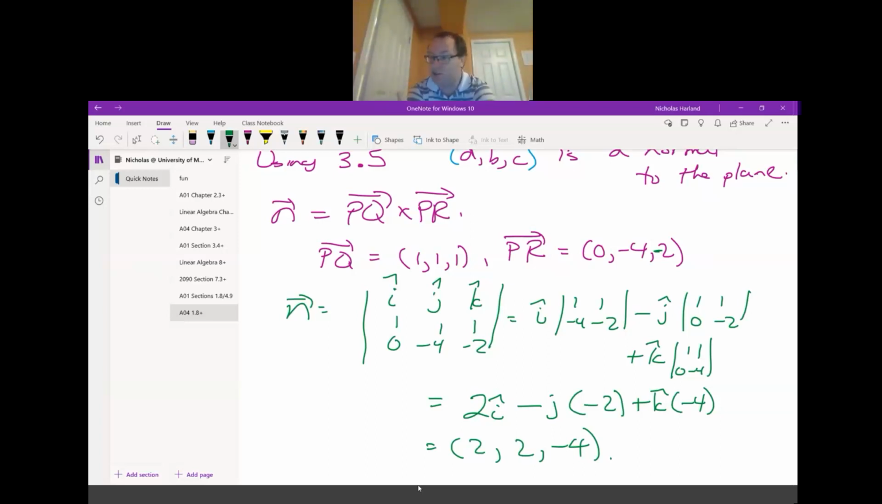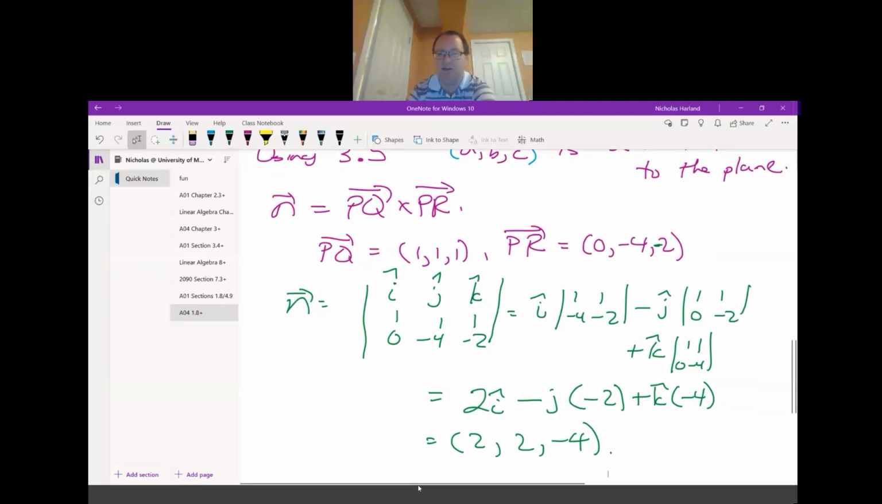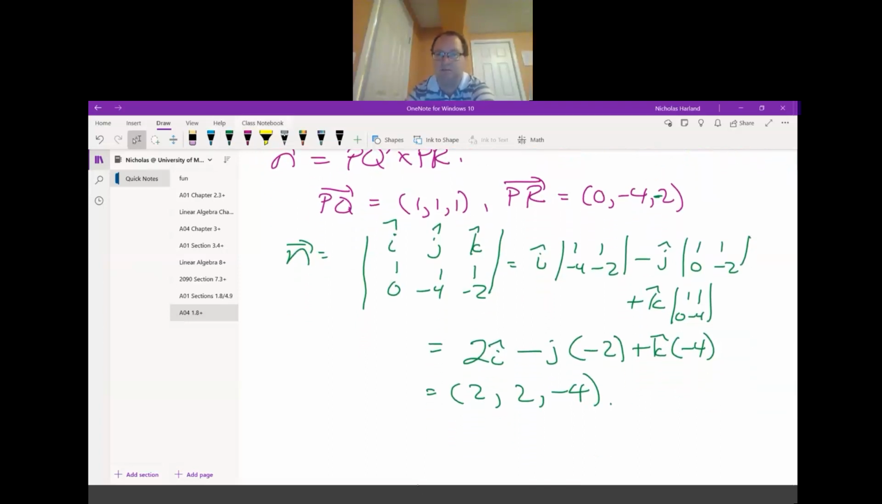All right. So any questions about how we can find our normal vector using cross product methods? All right, so that means we get 2x plus 2y minus 4z, but this didn't find d, so how can we find d?